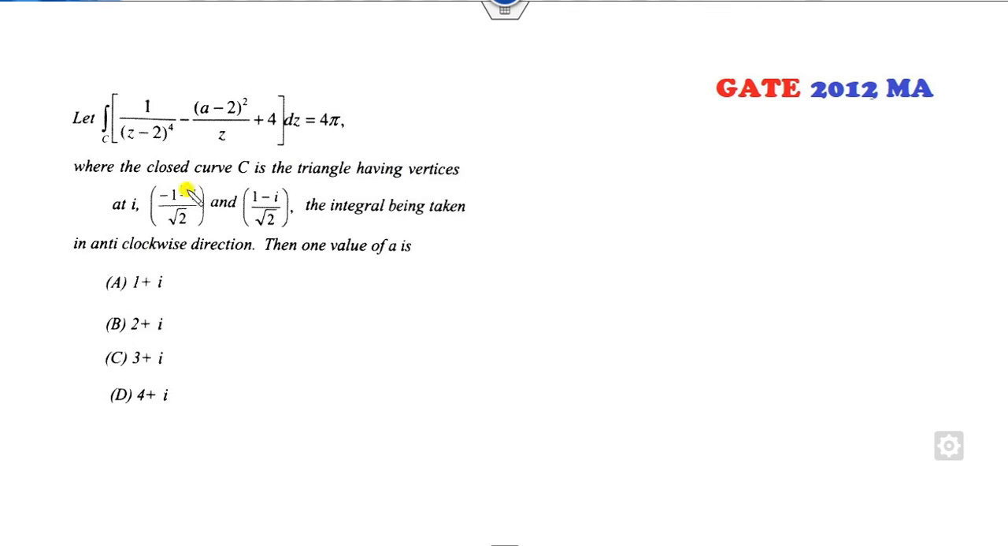Okay, look at this another one. This is given as a triangle, so we have to draw the triangle. What is the coordinate of iota? It is 0, 1. So this is my 0, 1. Here x is negative and y is also negative, so this is the coordinate minus 1 minus iota by 2. Here x is positive and y is again negative, in the same line as this. This is the coordinate 1 minus iota by 2.